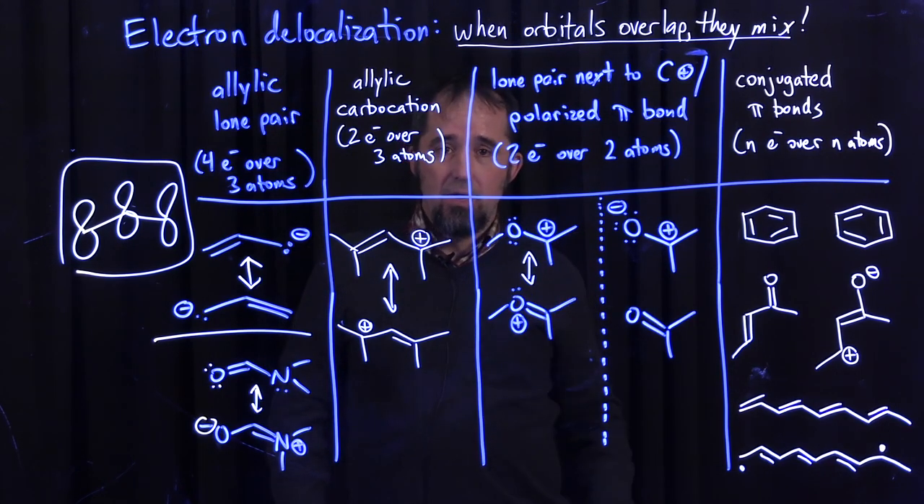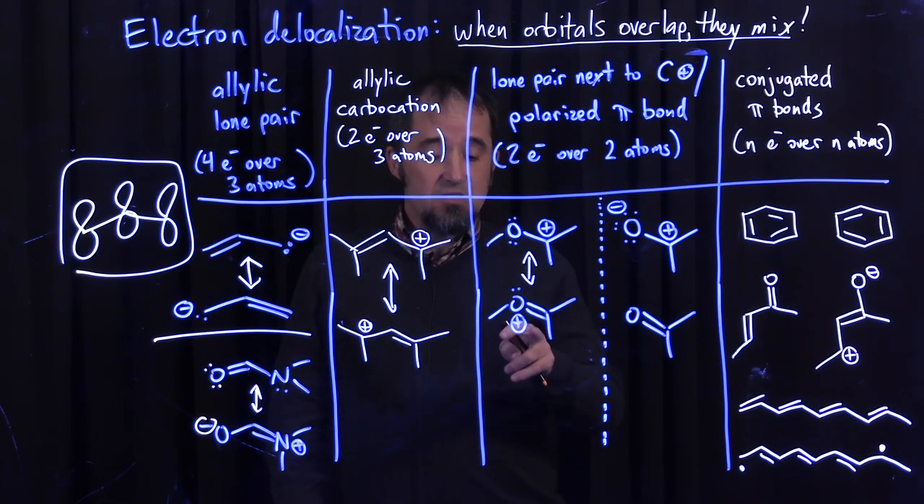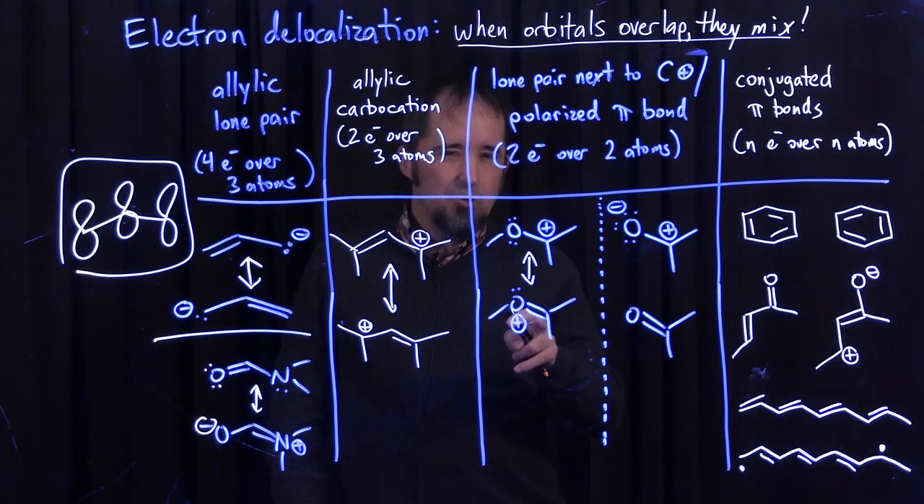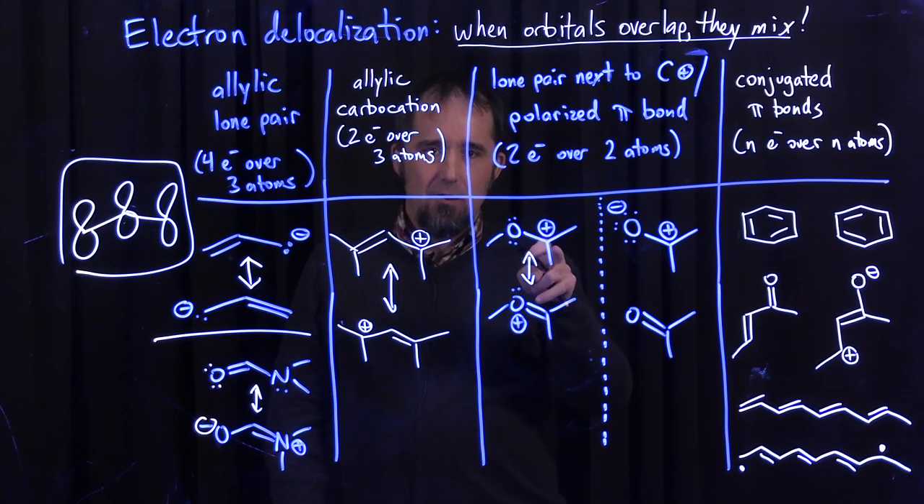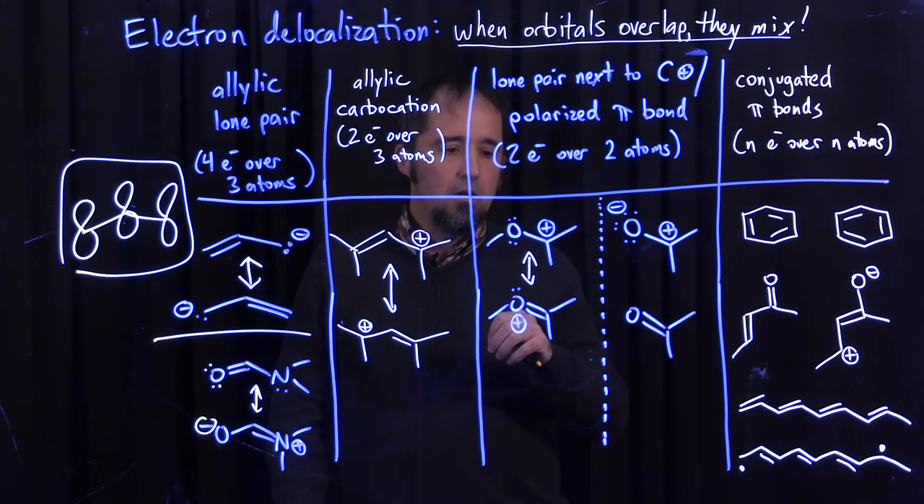As for which of them is better, your book would say that this one is better because it satisfies all the octets. I disagree with your textbook. I think this one is better because carbon is not as electronegative as oxygen. So the atom on this molecule that is the most positive is definitely still carbon.